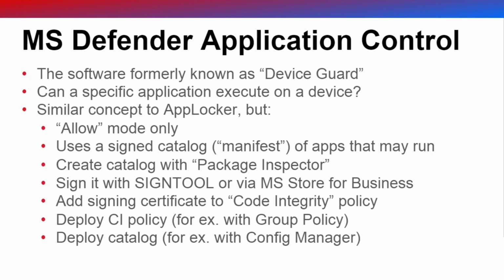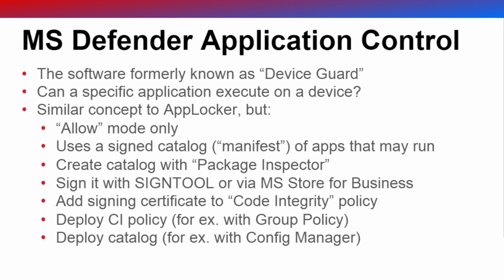So the idea here with Microsoft Defender Application Control is a similar concept to AppLocker, but we're not going to have a default allow mode. We're going to have a list of things that you run, and anything not on the list you won't be able to run. So we're going to use a manifest or a signed catalog of applications that we are saying, thumbs up, these are allowed to run. We're going to create a catalog. We're going to sign it either with the signtool.exe program, or you can go to the Microsoft Store for Business and sign it that way. Those are free. You can set that up for deploying apps in your environment.